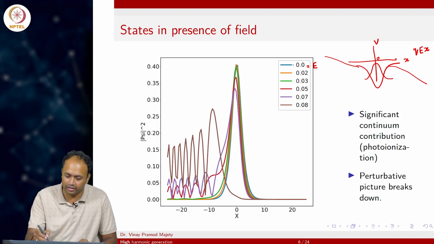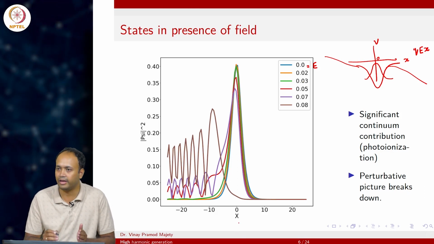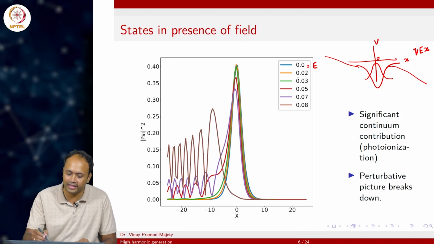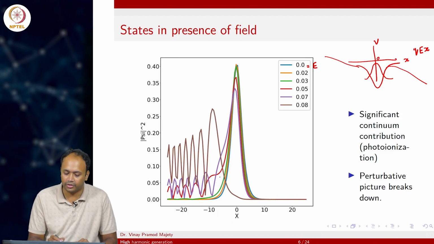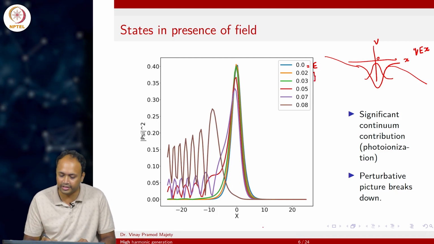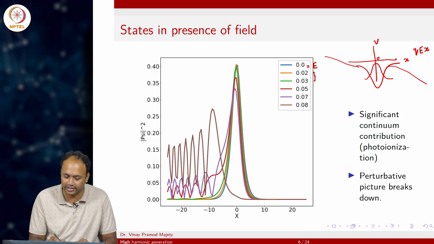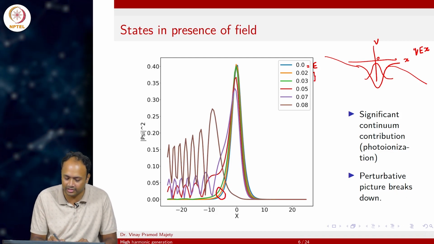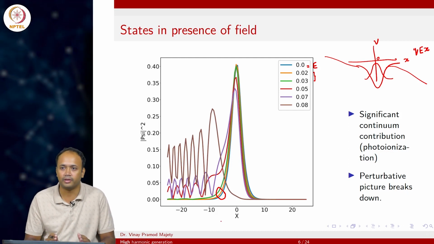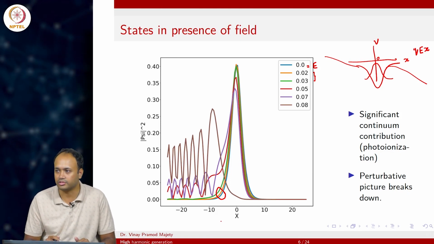Let's first check how the blue curve looks. The blue curve is well localized. That's what you have seen in the earlier slide. Now as the field increases, you see that it gets distorted. For these couple of small fields, let's say 0.02 and 0.03, it still retains its nature. If I examine these three states, the blue, orange and the green, they look quite similar, but they get slightly deformed. They are still like bound states.